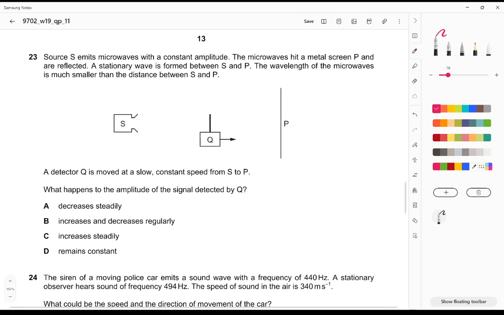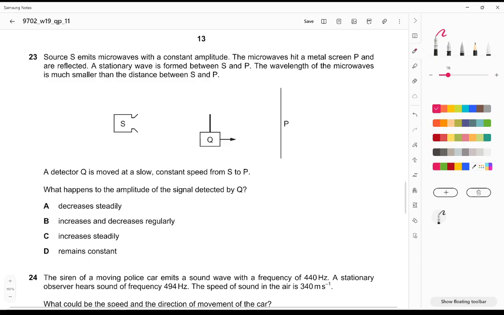Source S emits a microwave with a constant amplitude. The microwaves hit a metal screen P and are reflected. A stationary wave is formed between S and P, so we know that there are going to be a series of nodes and antinodes between S and P. The wavelength of the microwaves is much smaller than the distance between S and P, so we will have multiple wavelengths. If the wavelength is smaller, we would have multiple positions of nodes and antinodes.